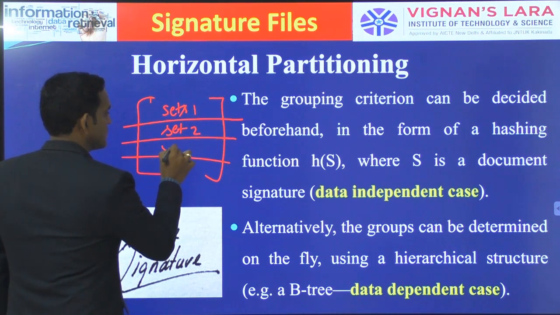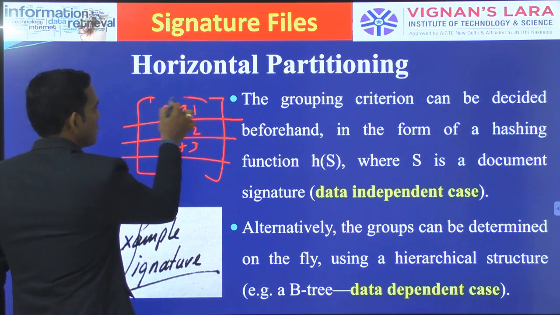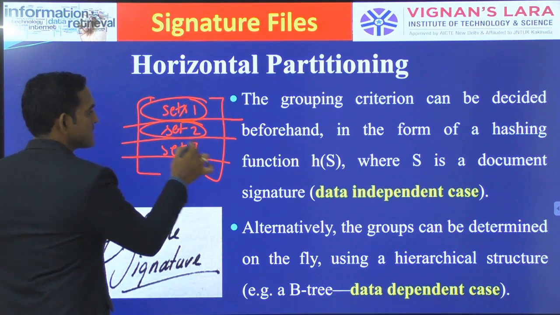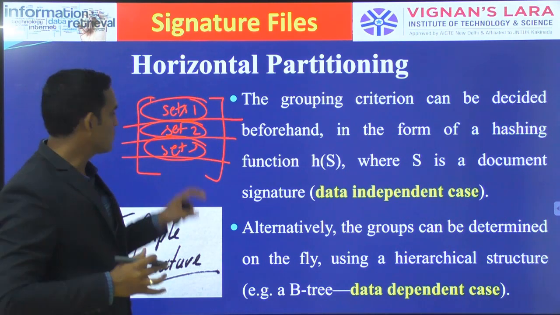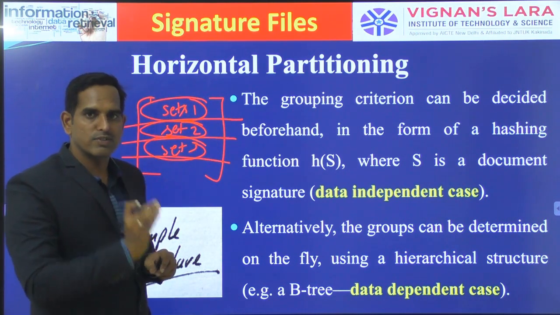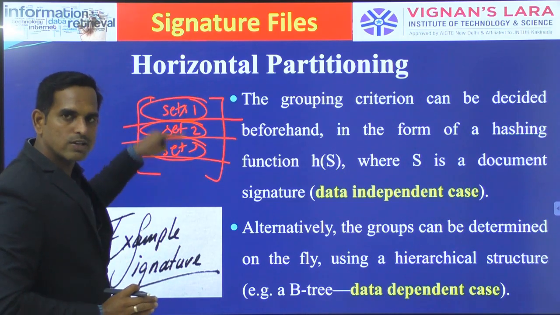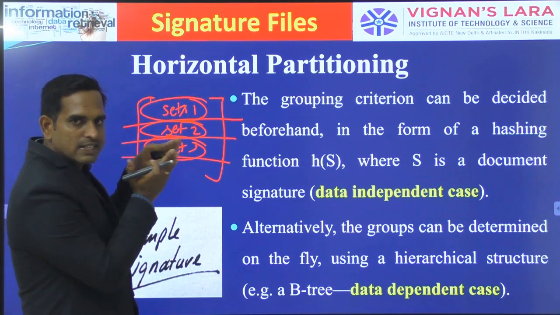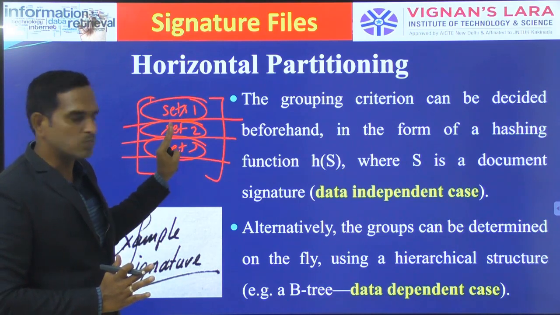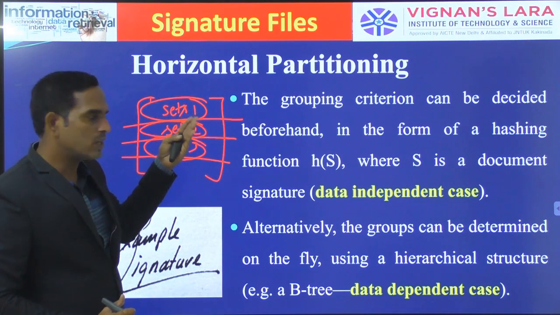Set 1, set 2, set 3, like this. You are going to break down, or group together, similar sets of signatures, or break down the complete signature matrix into separate sets called groups. So how are we going to group?